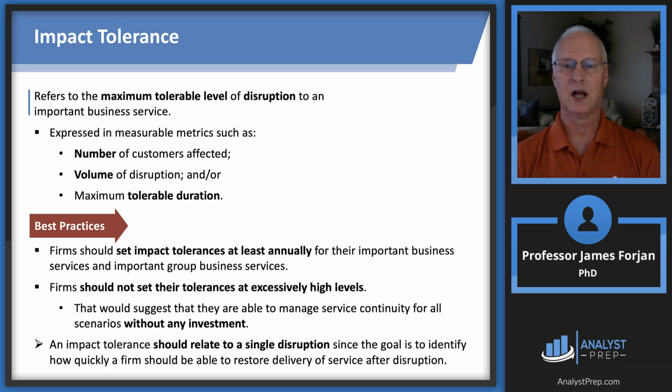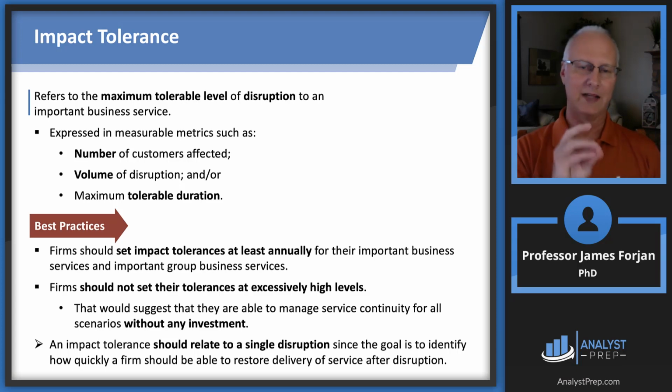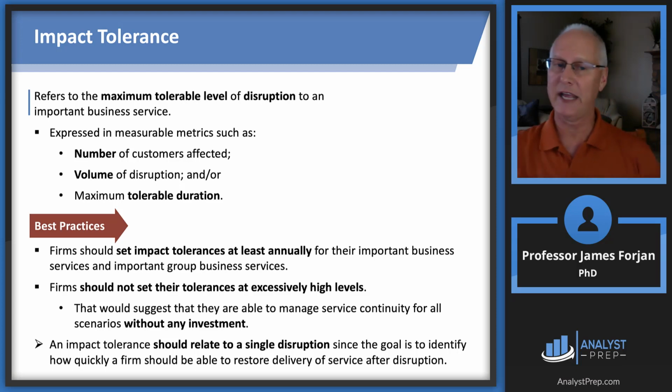Should not set their tolerances at excessively high levels, right? Okay, if we have 1 million customers affected, then that's the maximum tolerable level. That doesn't make any sense. An impact tolerance should relate to a single disruption, since the goal is to identify how quickly a firm, remember that, a single disruption, doesn't have to be a series of disruptions. It can be just one customer or it could be just one trade, but that single disruption then could lead to a host of other disruptions.